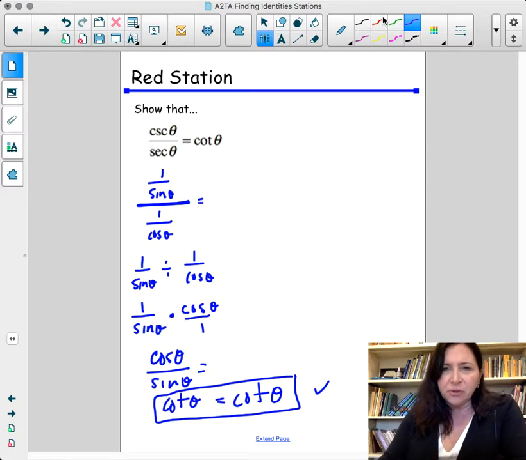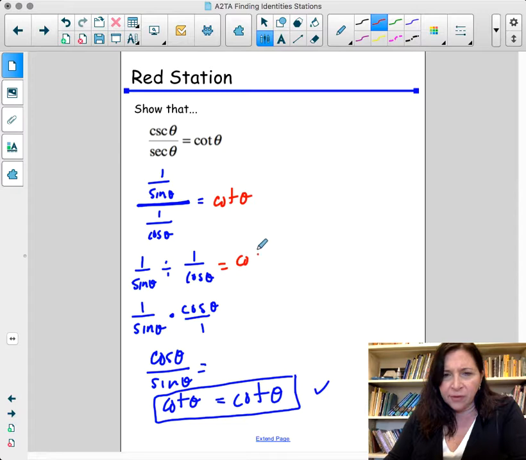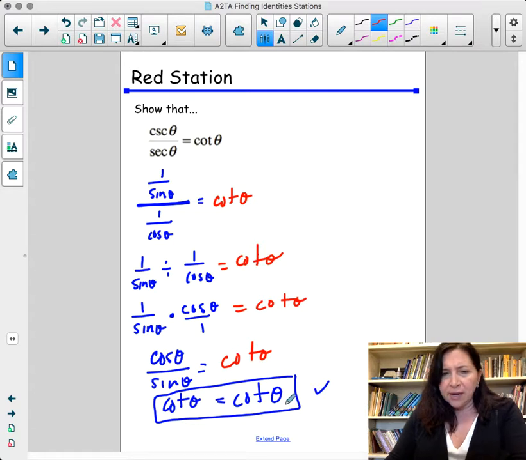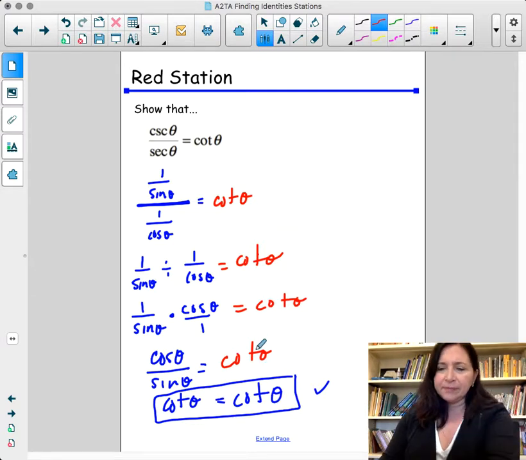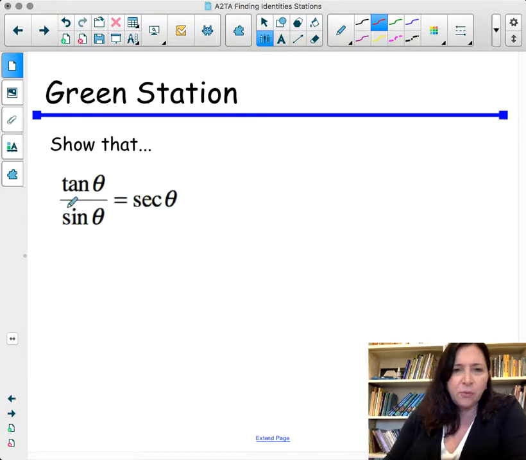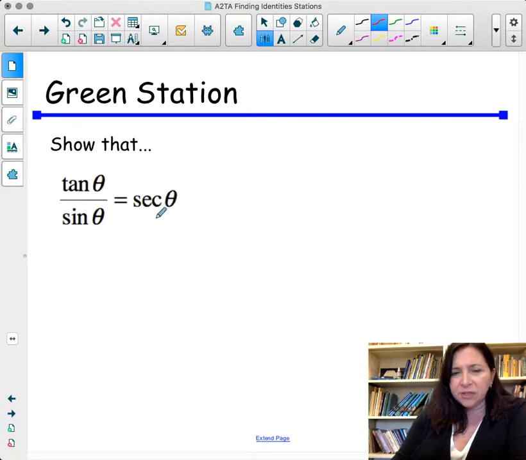Now, some people do like to write this value here as they're going through, which is completely fine. I tend to just write it the last step, but you're welcome to write it every step. So for this one, we are going to try to show that this value on the left is equal to this right, and these are what identities are.